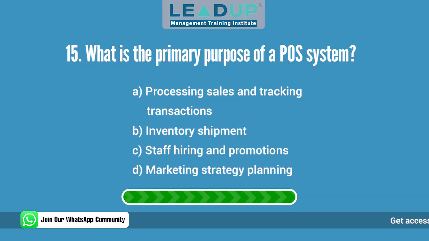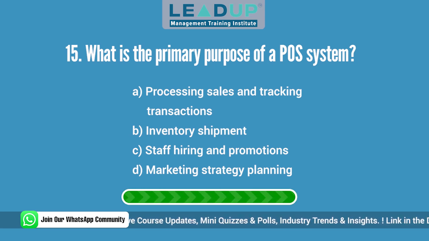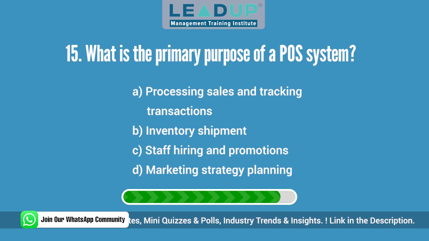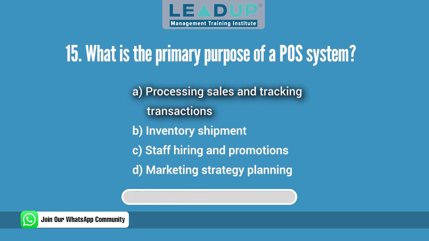Question 15. What is the primary purpose of a POS system? A. Processing sales and tracking transactions. B. Inventory shipment. C. Staff hiring and promotions. And D. Marketing strategy planning. Answer: processing sales and tracking transactions.